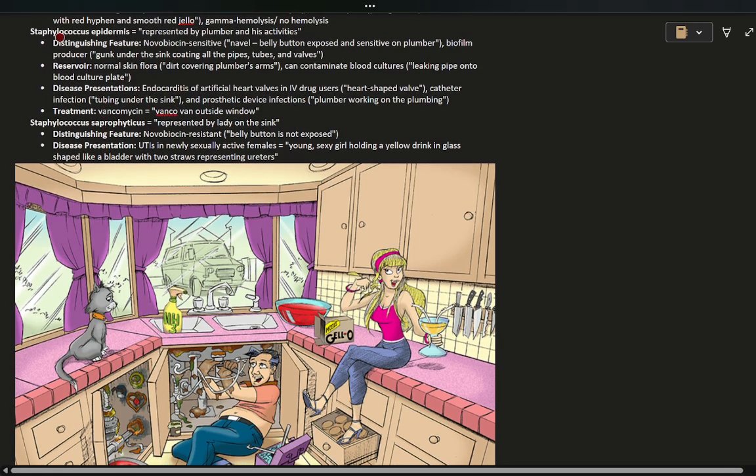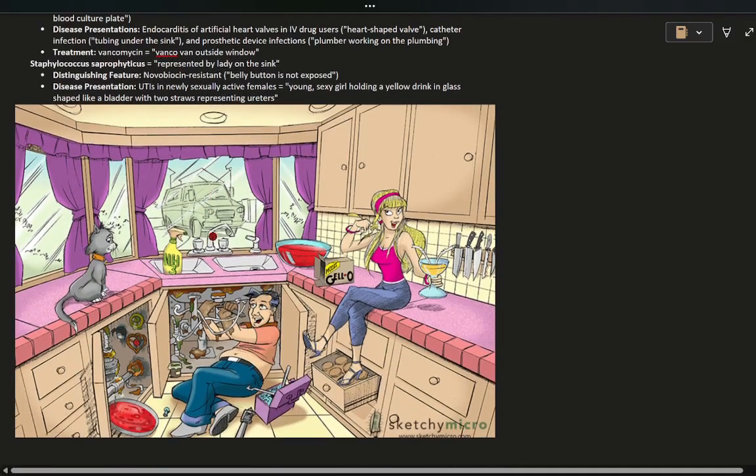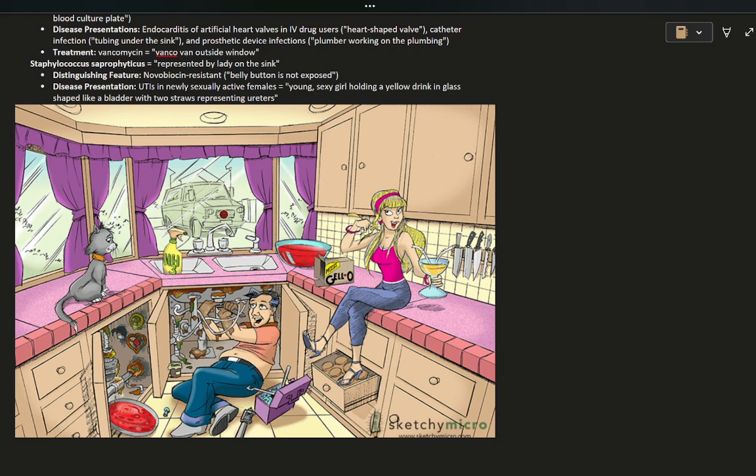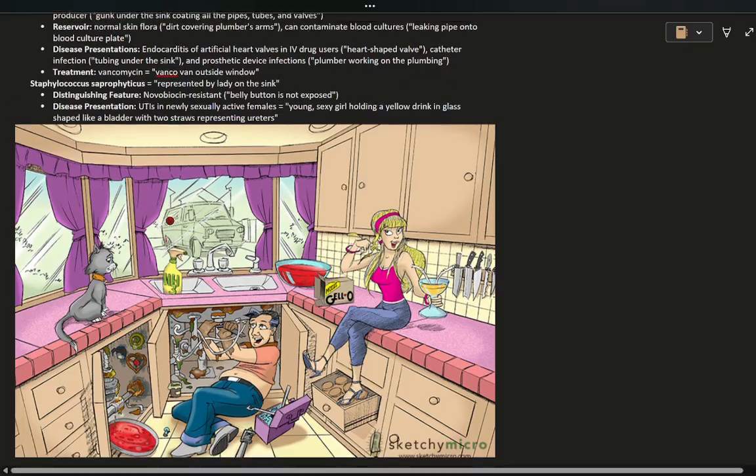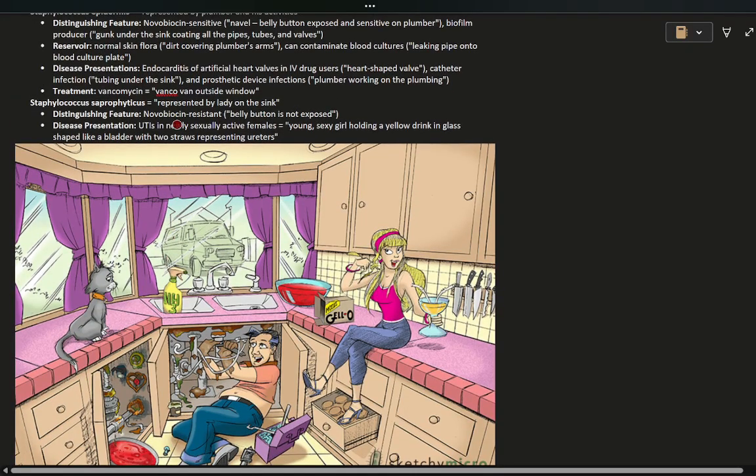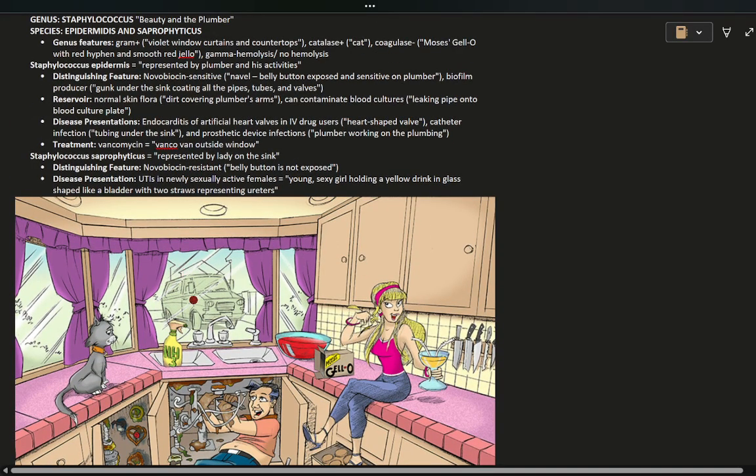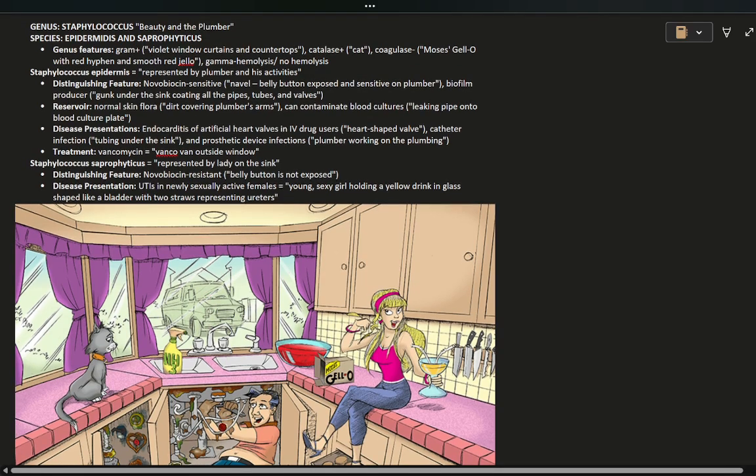And the way you would treat Staphylococcus epidermidis is to use vancomycin. Think about the phrase Vanco van outside a window. Here we have a van that is known to be the Vanco van outside the window of this cozy house. Pretend that that's the van the plumber used to get to the house to fix all the mess that is represented by Staphylococcus epidermidis. So use vancomycin for this.